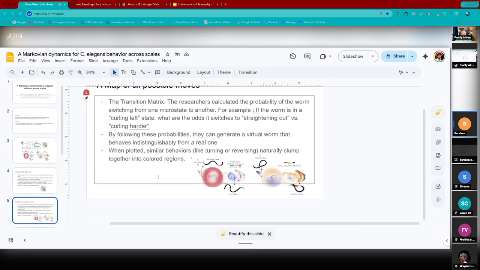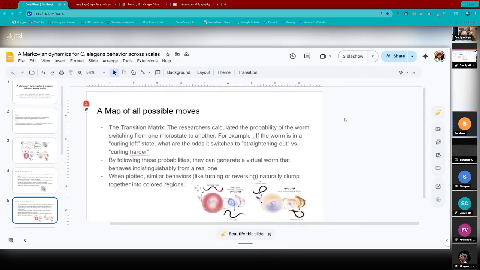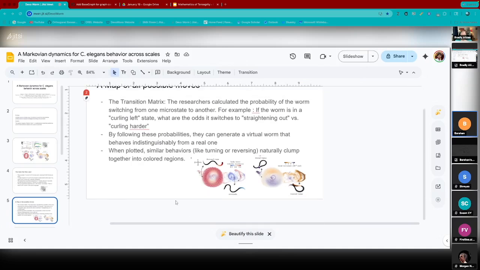And after that, we have this, which is the calculation of the probability of the worm switching from one state to another. For example, if the worm is in a curling left state, what are the odds of it switching to straightening out or curling harder than it already is? So, using this model, we can of course generate a virtual worm which behaves like the real one.